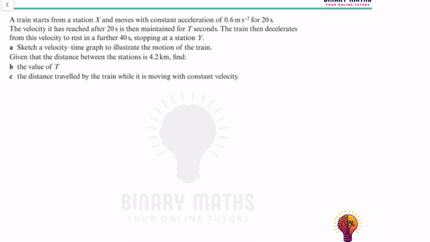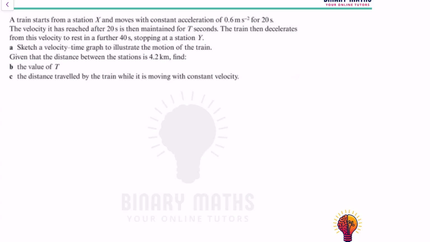Next question. A train starts from station X and moves with constant acceleration of 0.6 meters per second squared for 20 seconds. The velocity it has reached after 20 seconds is then maintained for t seconds. The train then decelerates from its velocity to rest in a further 40 seconds, stopping at station Y. Sketch a velocity time graph to illustrate the motion of the train.